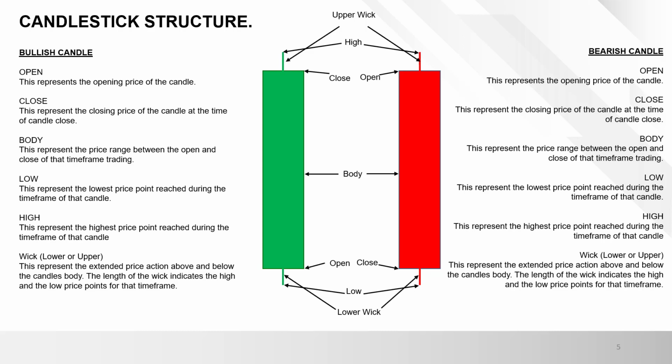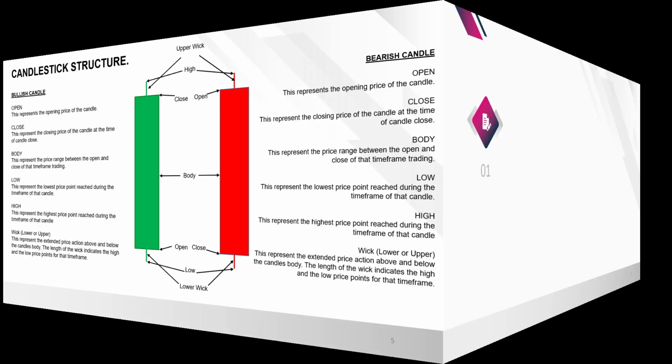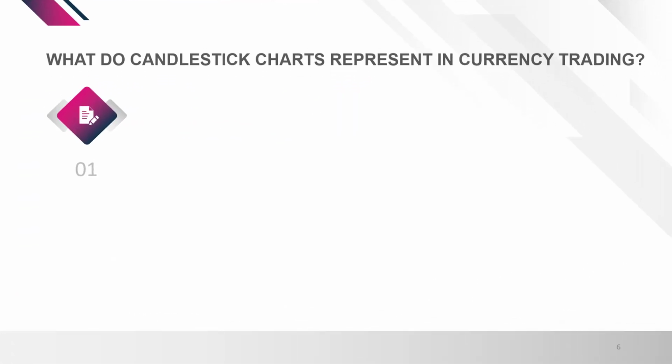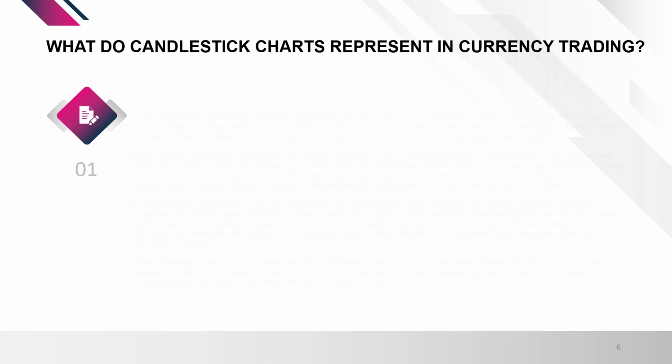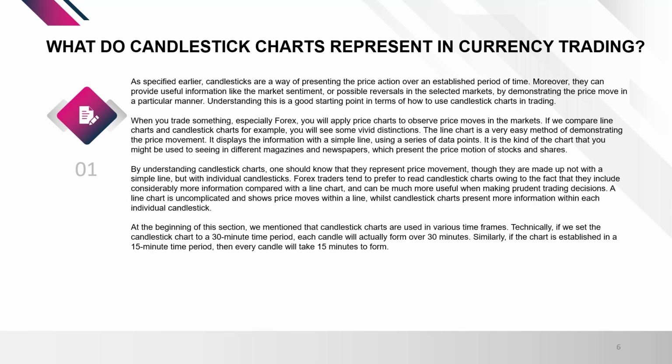Then we've got the lower wick. The lower wick represents the extended price action below the candle's body. The length of the wick indicates the low price point for that time frame of the candle. What do candlestick charts represent in currency trading? As specified earlier, candlesticks are a way of presenting the price action over an estimated and established period of time.